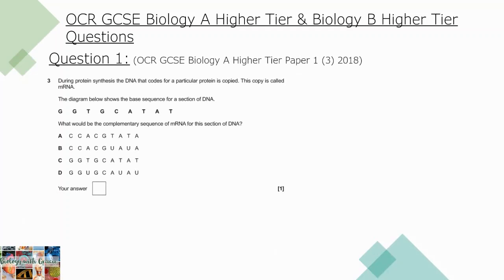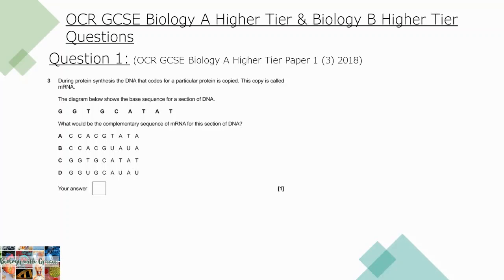Question 1. During protein synthesis, the DNA that codes for a particular protein is copied. This copy is called mRNA. The diagram below shows the base sequence for a section of DNA. What would be the complementary sequence of mRNA for this section of DNA? So we know that DNA is made up of the bases C, G, A and T, whereas mRNA and RNA itself is made up of C, G, A and U, not T.